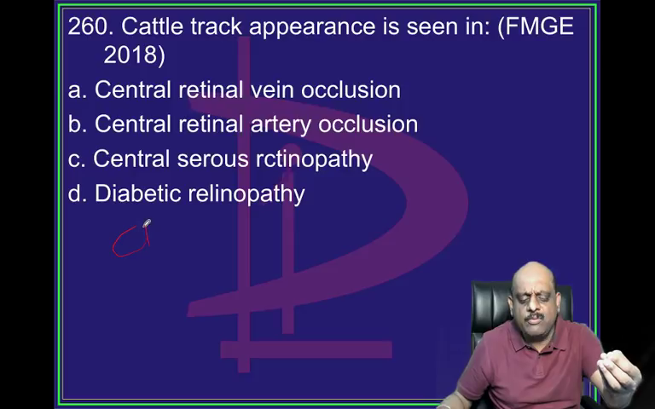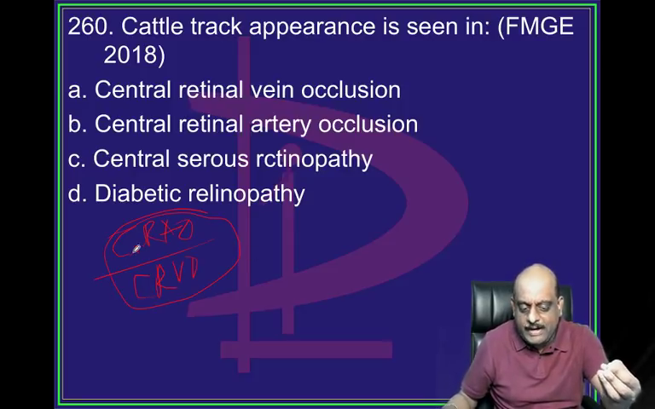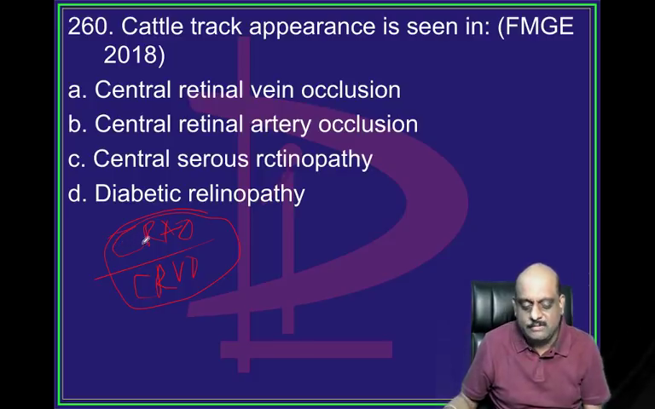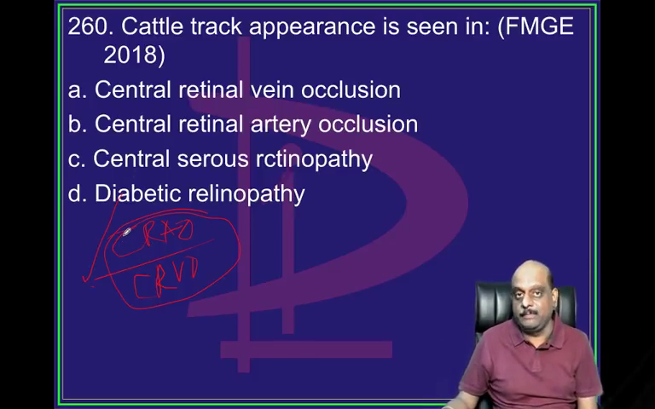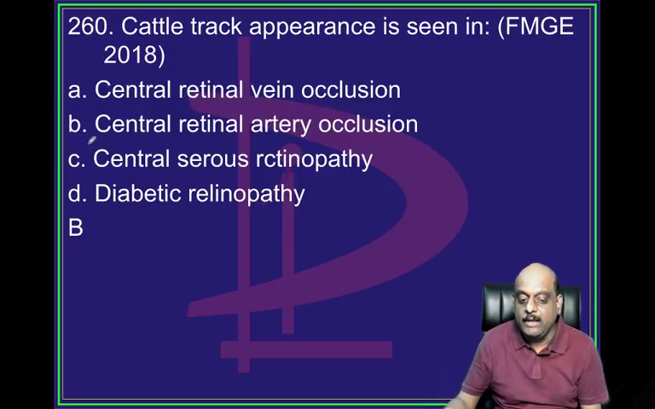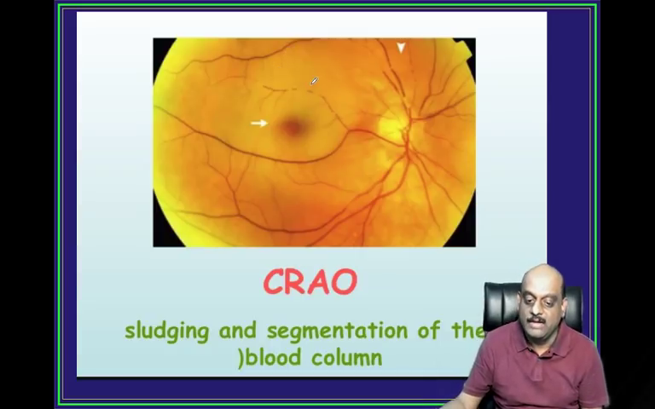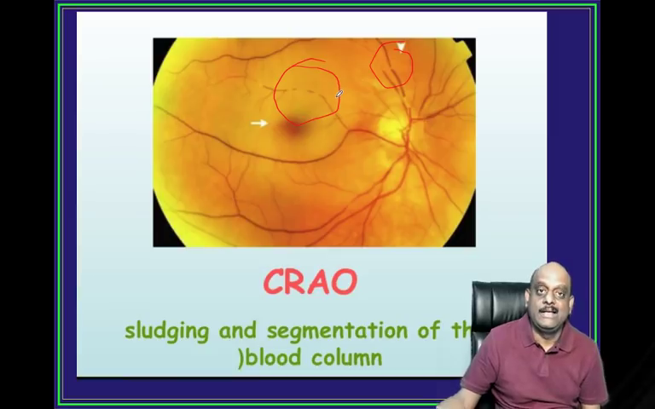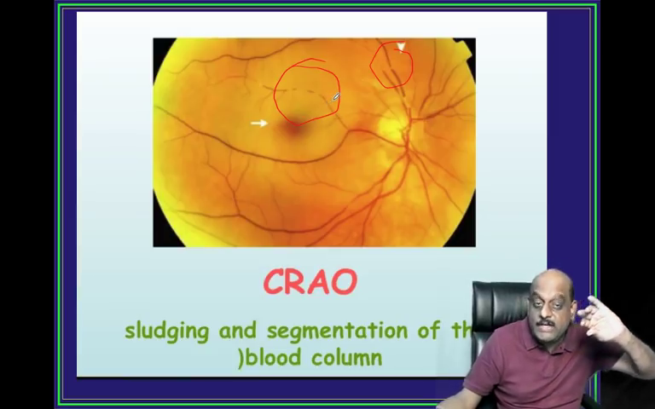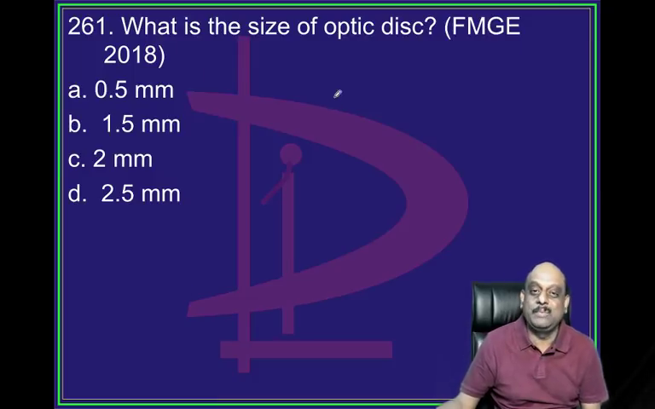Without CRAO or CRVO, is there tomorrow's NEET PG? Tell me, doctor. It definitely comes. So typically in CRAO you find a cattle truck appearance. What is the cattle truck part? There is sludging and segmentation of the blood column in case of CRAO.